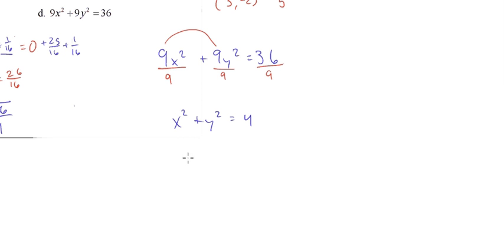And so what is our center? Well, our center's at 0, 0, because you could think of these as being written as x plus 0 squared and y plus 0 squared, if that helps you to see how 0, 0 is our center. And then the radius would be the square root of 4, which is 2.